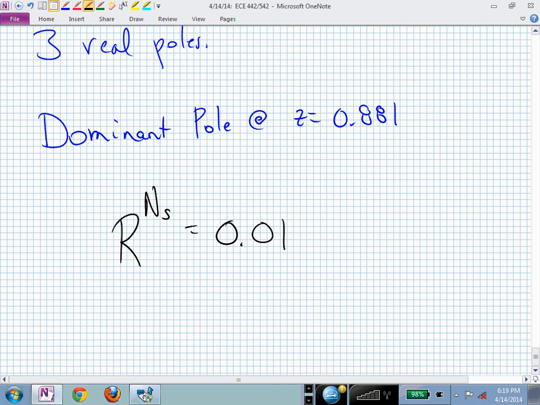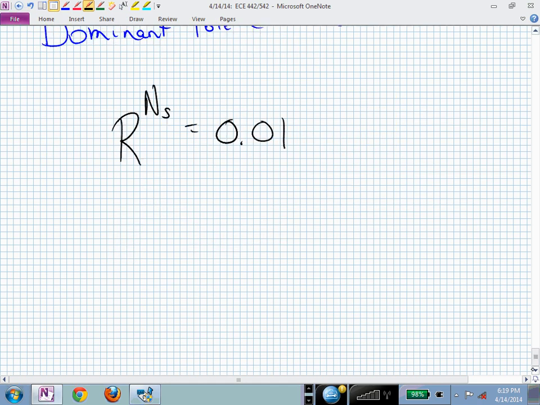For 1% settling time. We don't even know what the sample period is, do we? We weren't told that. Somebody just gave us a G of Z. They'd already given us the Z transform. They didn't tell us what the sample period is, but we can tell them how many sample periods it's going to take to settle. So if we solve for n sub s with a little logarithm calculation, n sub s is now minus 2 over log base 10 of r.